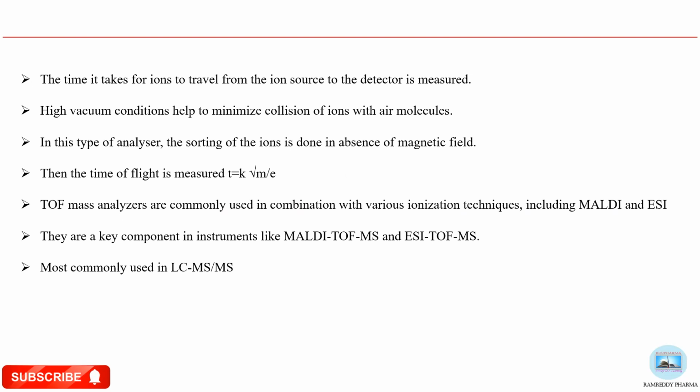If you provide high vacuum conditions, the ions with different masses cannot collide, so the collisions will be minimized in the flight tube. Why? Because we are not applying any magnetic field here. So there is a chance that adjacent ions with different masses will try to collide with each other. To avoid that, we are using high vacuum conditions.